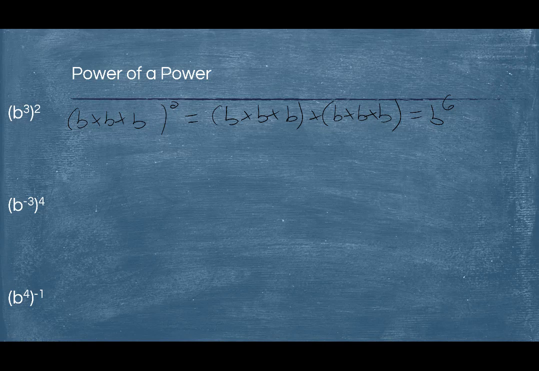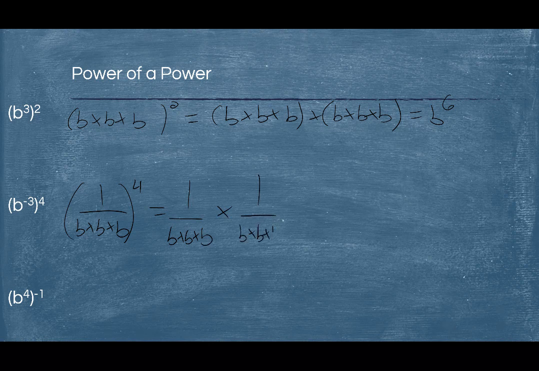Let's take a look at this one. It's b to the power of -3 to the power of 4. So it's 1 over b to the power of 3, to the power of 4. All right. So I got to have 4 sets like that. I might run out of room here. So 1 over b times b times b times 1 over b times b times b times 1 over b times b times b. I need one more set to make my 4. There we go. So I've got just 1 on the top.